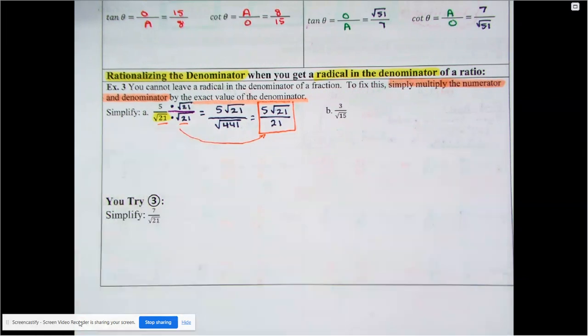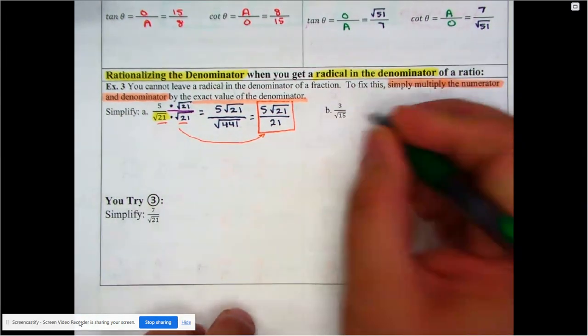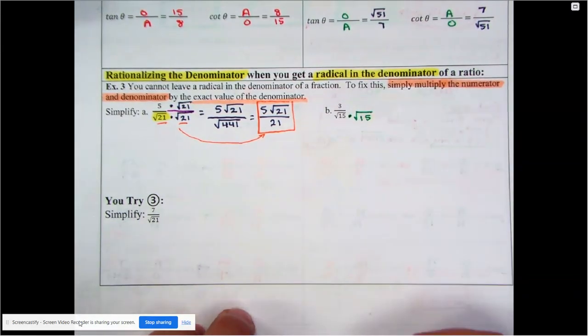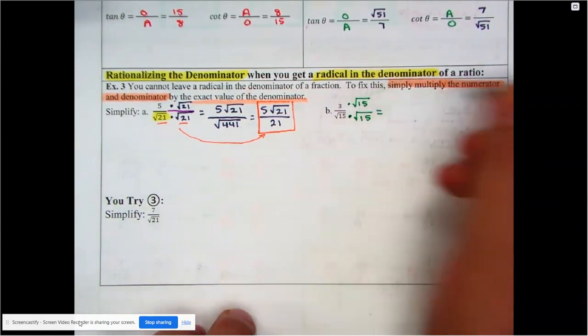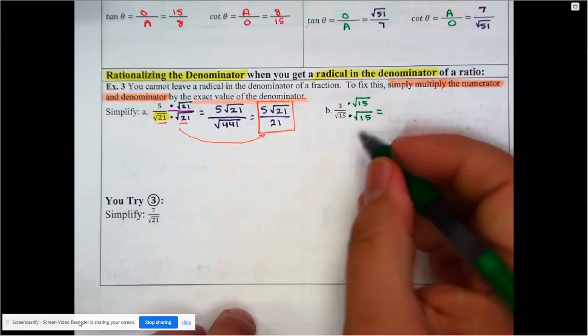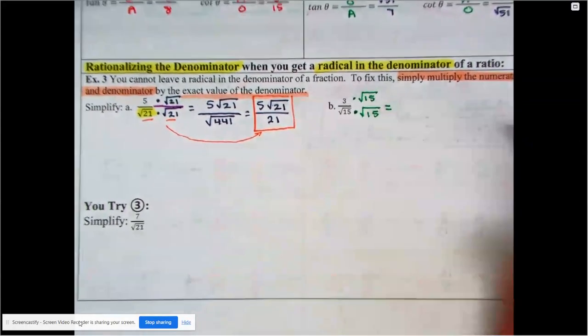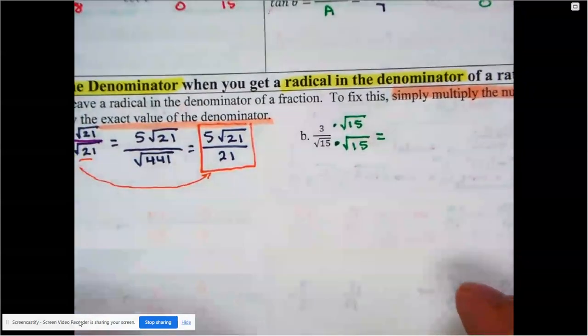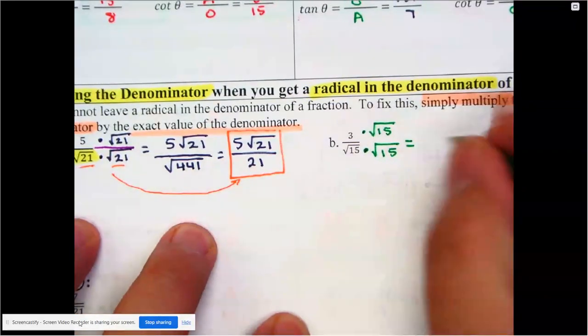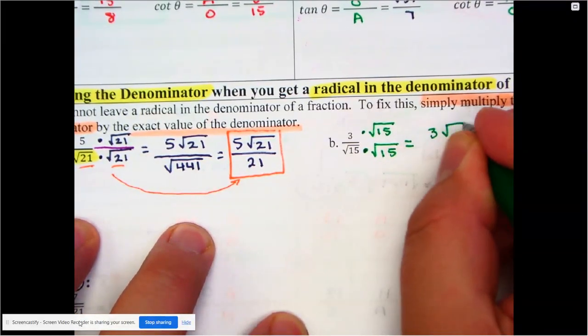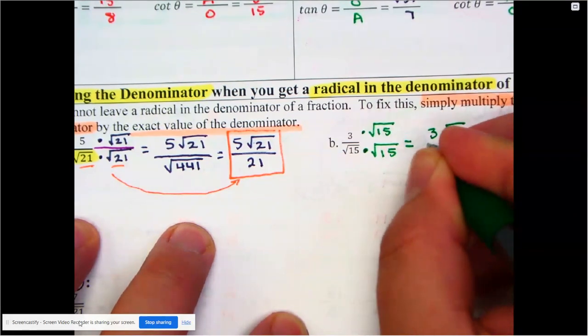So let's try it again. For letter B, I see a radical 15 at the bottom. Okay, well then I'm going to multiply the radical 15 at the bottom by radical 15. And if I do it to the bottom, I do it to the top as well. Now on the top, we mentioned it already. We really can't multiply these with each other. Sorry, just realized I should have zoomed in a little bit more. They can't really multiply just like we did over here. So I'm going to write them next to each other. 3 square root of 15 all over.